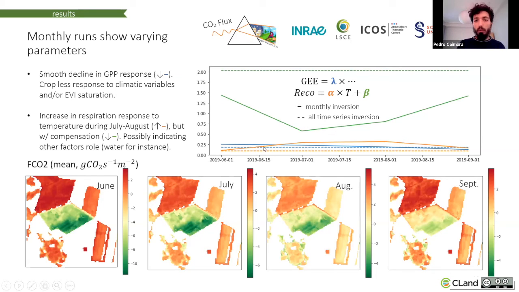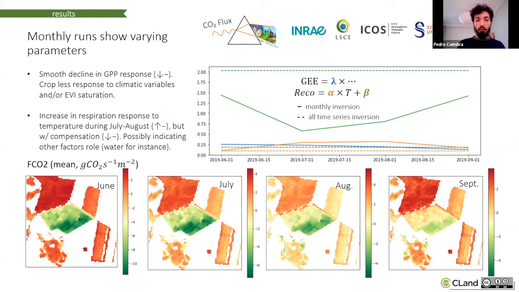And we can see that for the blue one, lambda, there is a small decline. Lambda is what interacts with the photosynthesis part. This could indicate that the crop becomes less responsive to the climatic variables, but it could also be a problem with EVI saturation. We still have to cross-check. On the other side, for respiration, we have alpha and beta, and we can see a slight compensation. One increases in July and August, and the other decreases. But this could also indicate that temperature is losing its importance, and maybe other climatic variables are becoming more important. 2019 is a year with heat waves, so that might be the case for these two months.